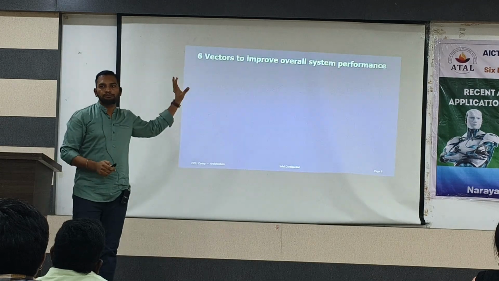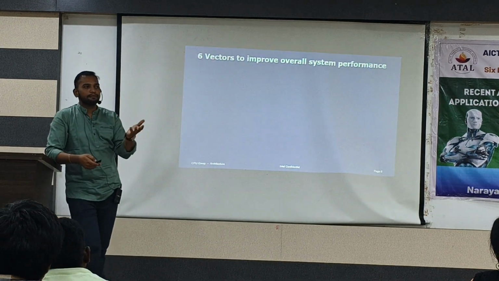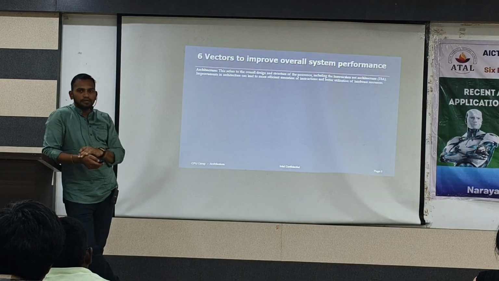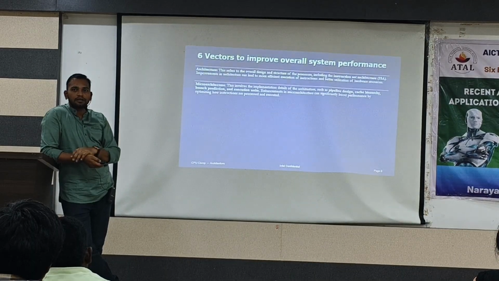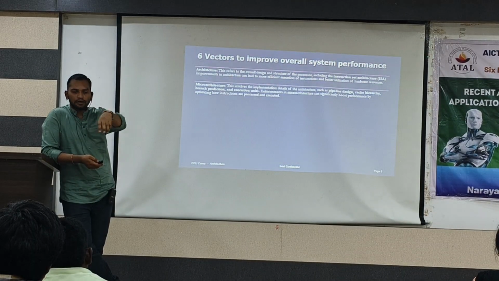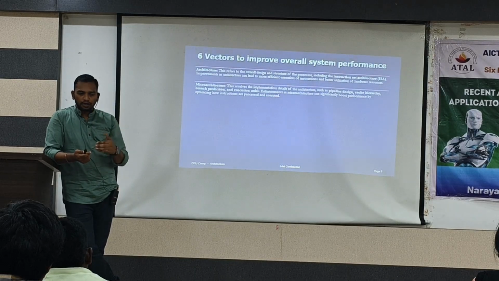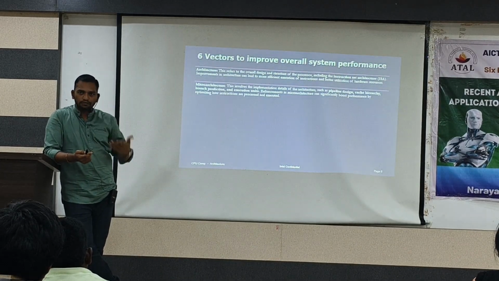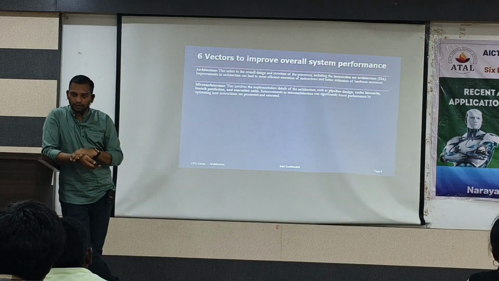So there are 6 vectors to improve system level performance. Let's take, for example, your laptop. How can we improve your laptop's performance? The first thing is architecture. We have seen how the TMUL works. The second one is the microarchitecture. If you put in a lot of ALU units, it will do a lot of computations, and then your instruction, instead of executing in 10 cycles, will execute in 1 or 2 cycles. So it will save a lot of time.